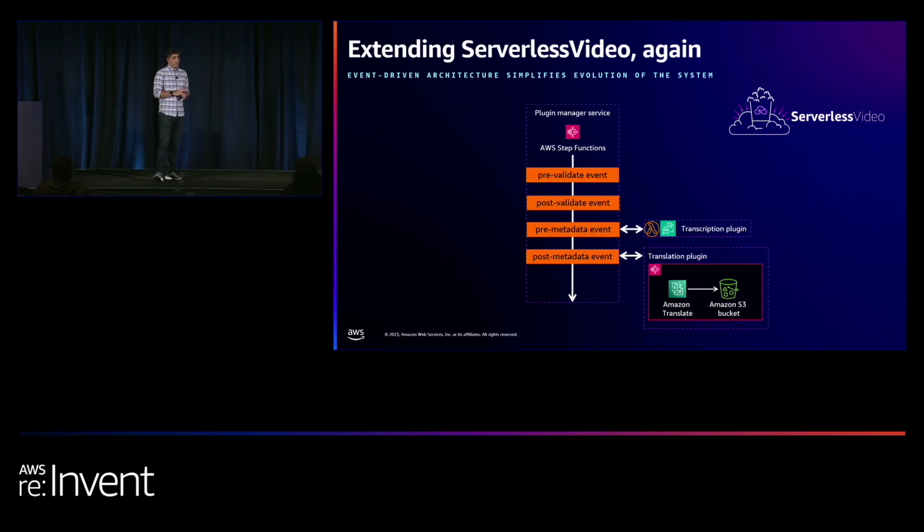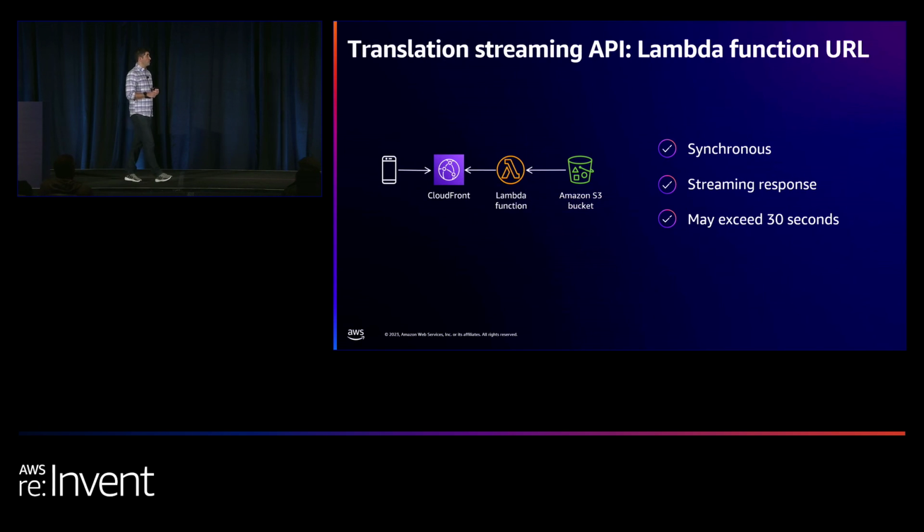So to create the last API that we have today, we're going to extend serverless video again. We're going to take that transcript that gets generated by the transcription plugin, and we're going to create a translation of it. Pretty simple use case. So we're going to register the translation plugin as another post metadata plugin. There's a Step Functions workflow that calls Amazon Translate. It does its work on the transcript and writes the result to an S3 bucket. And we can use a Lambda function URL, or FURL, to stream that translated transcript back to the client.